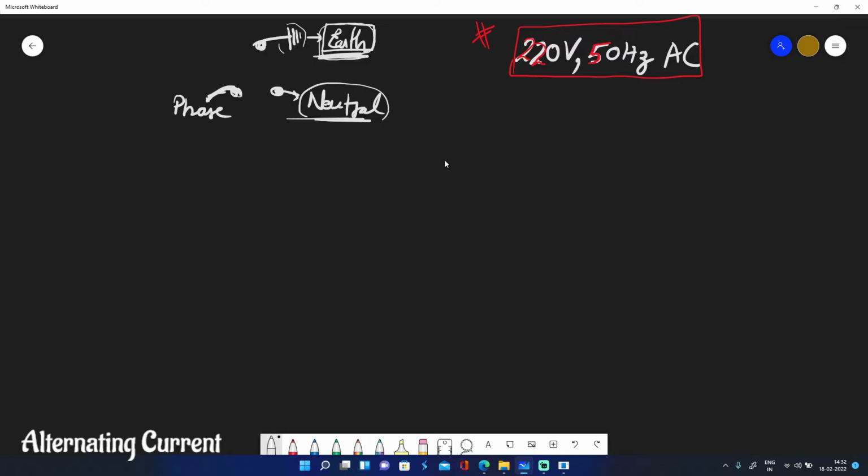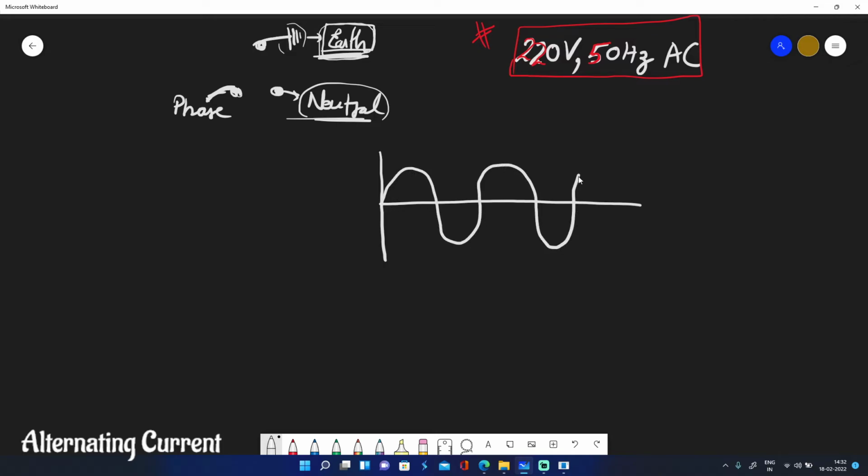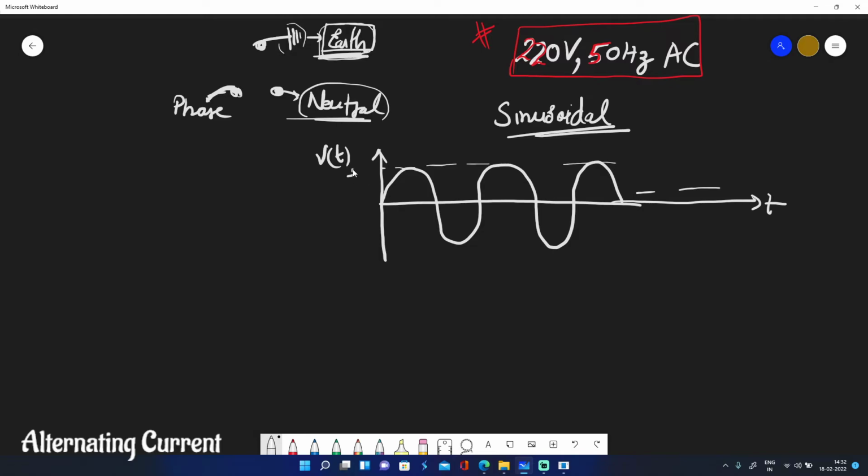I am just trying to give you an introduction to RMS, and why RMS is important. RMS, root mean square value, or average voltages, are important terms in AC circuits. This is the waveform which you are receiving in your household supply. It is a sinusoidal waveform, or sine wave. Suppose this is the peak value plus Vm, and this is exactly the opposite negative value, minus Vm.